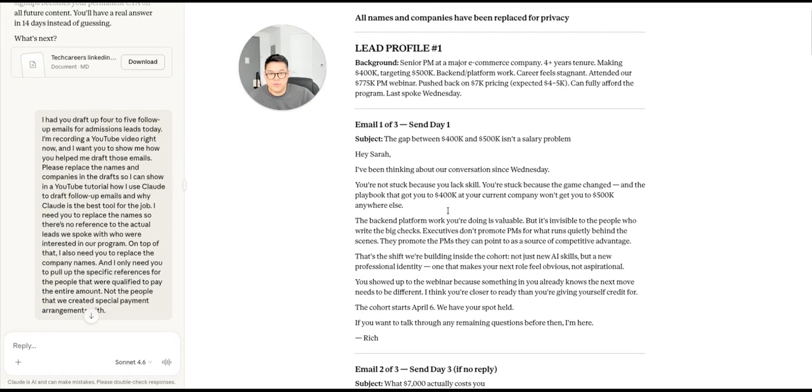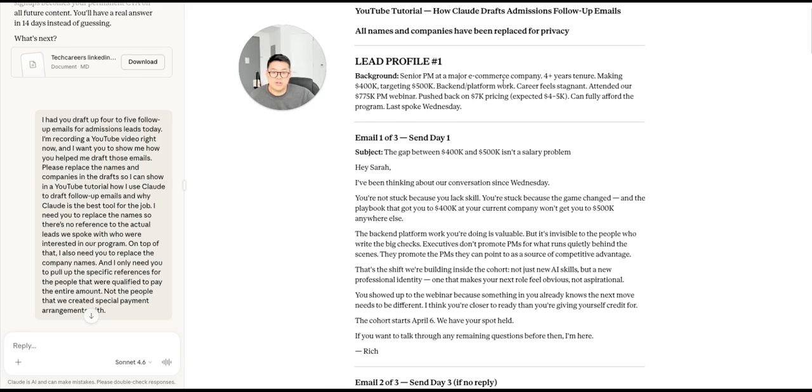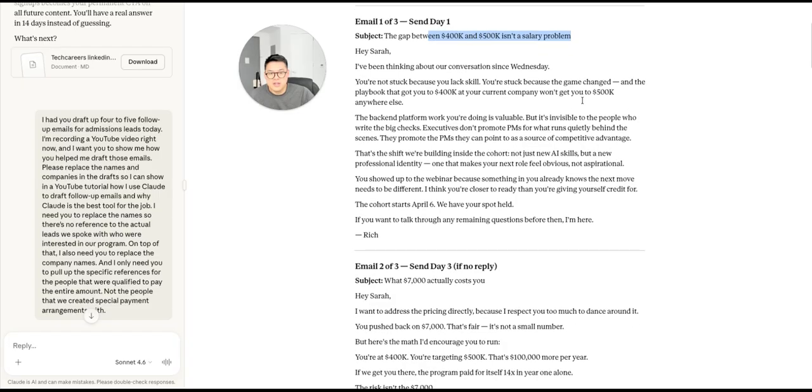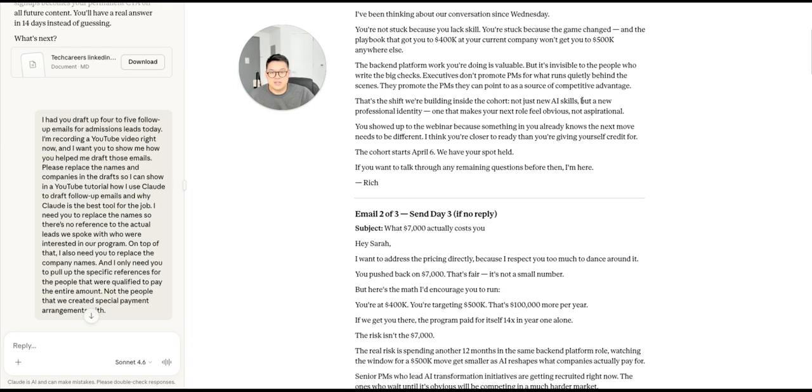Lead profile number 1 actually took a lot of time because I have to replace the names of the companies, but it's somebody that was like a 400K person targeting a 500K role. The gap between $400,000 and $500,000 isn't really a salary problem. You're not stuck because you lack skill. You're stuck because the game's changed, and the playbook that got you $400,000 at your current company is not going to get you to $500,000 anywhere else.